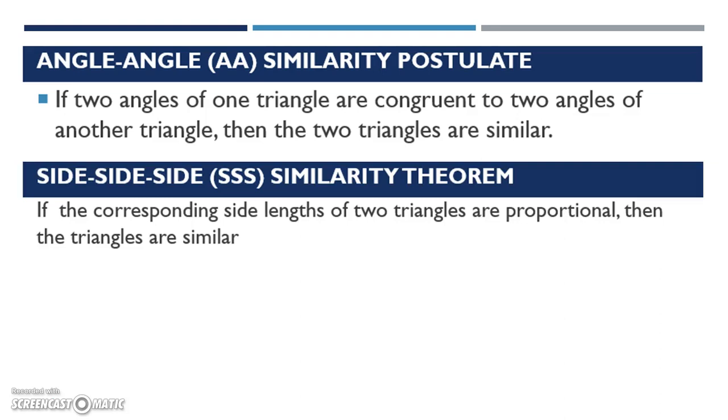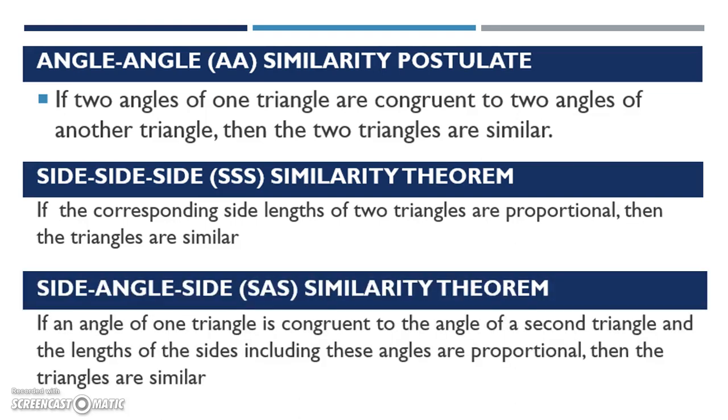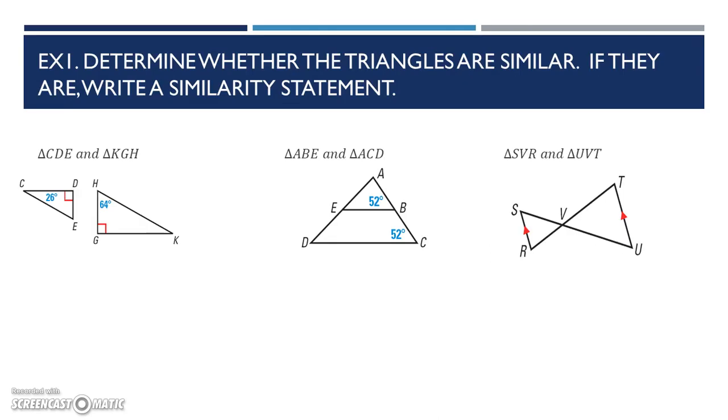SSS similarity states that if the corresponding side lengths are proportional, then the triangles are similar. And the last one is if two sides are proportional and the included angles are congruent, then the triangles are similar. So let's see this in action.